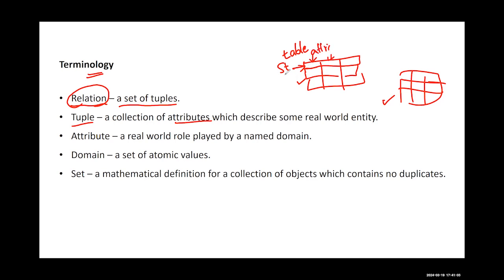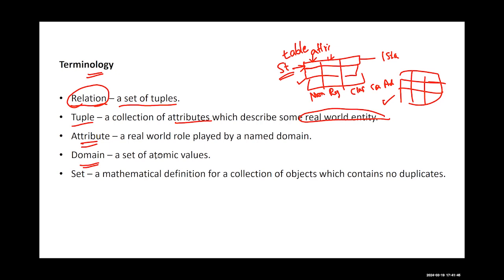So what does this row represent? For example, in the case of a student table, each row represents the information of one student, isn't it? One student is a real world entity. What are his attributes? It can be name, register number, class, course, address, all those things become attributes, which are nothing but column names. So remember, a row becomes a tuple, columns become attributes, and rows and columns together form a relation. Attributes we have seen already.